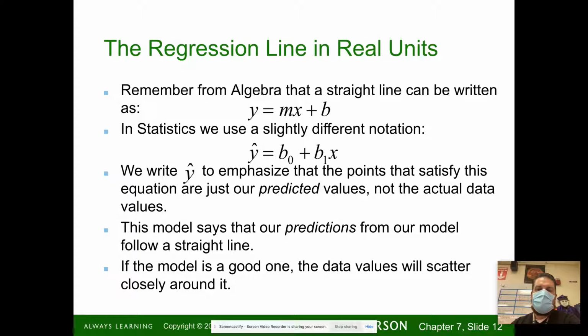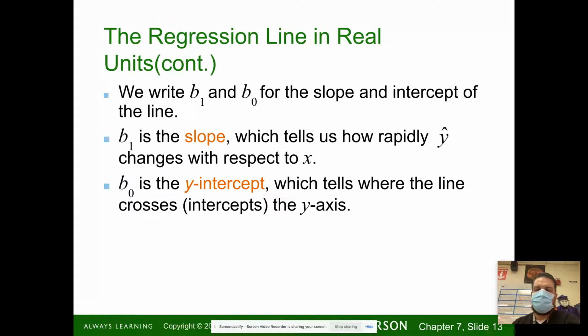We write y hat to emphasize that the points that satisfy this equation are just our predicted values. It's not the actual data. So that's how we tell what is the real data, the observed data, and the predicted value for y. This model says our predictions from our model follow a straight line. If the model is a good one, the data values will scatter closely around it. Some will be a little above and some will be a little below.